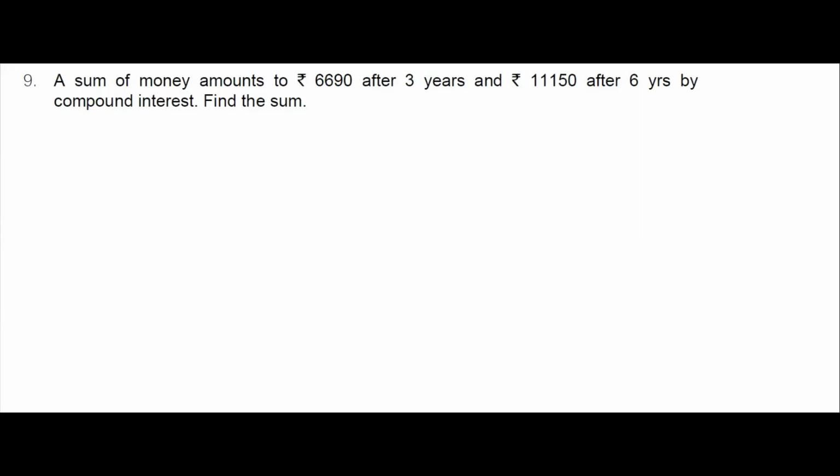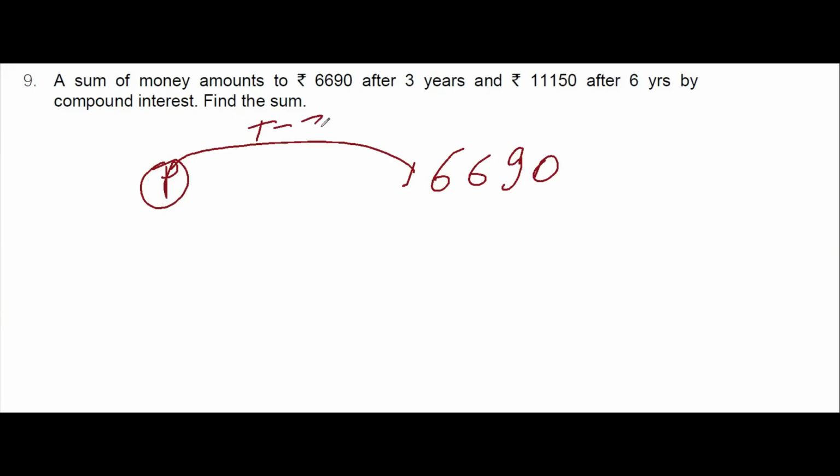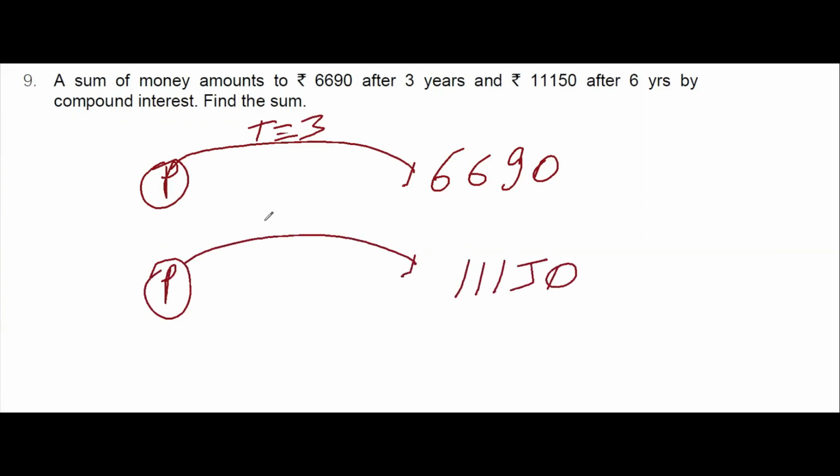Question number 9: a sum of money amounts to 6690 after 3 years, and the same sum of money amounts to 11150 after 6 years. Compound interest, find the sum.